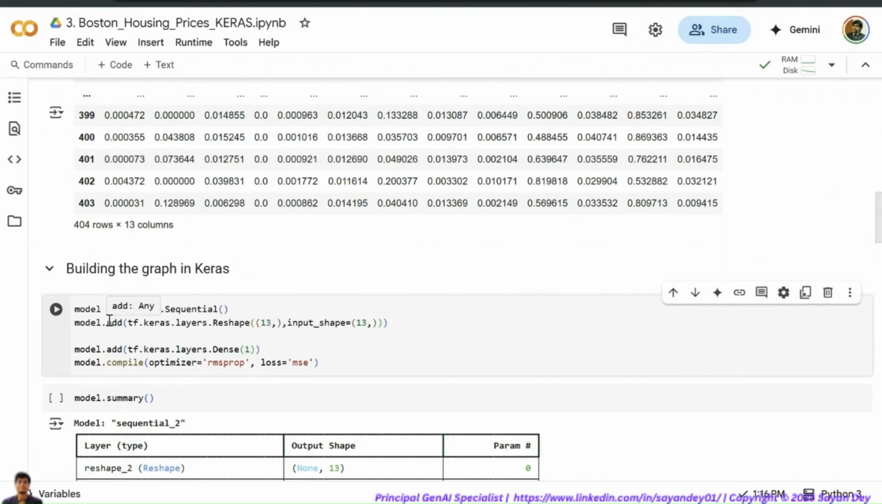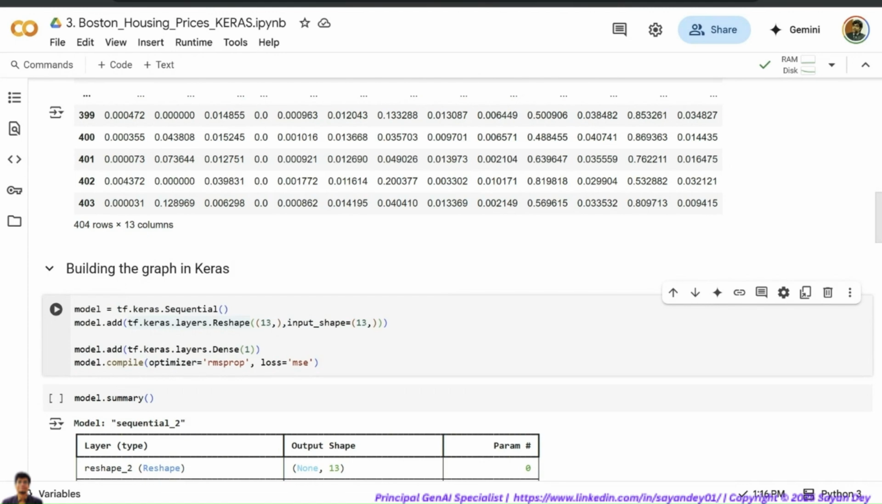Okay, so this is the first time we are actually seeing a particular graph that we are building using TensorFlow Keras. So what is going on? What is going on behind the scenes? What is the meaning of this code? First, we are instantiating a sequential model. So what is a sequential model?